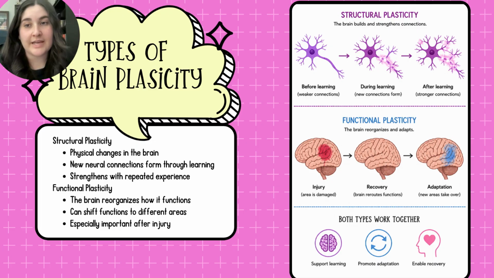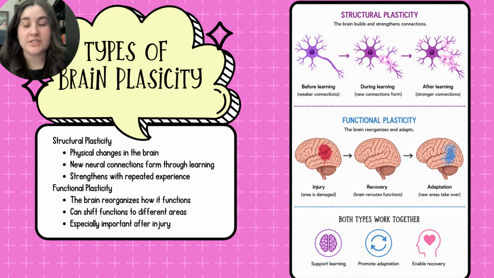There are two main types of brain plasticity. Structural plasticity refers to physical changes in the brain, such as forming new neural connections through learning and experience. Functional plasticity refers to the brain's ability to reorganize itself, especially after injury.